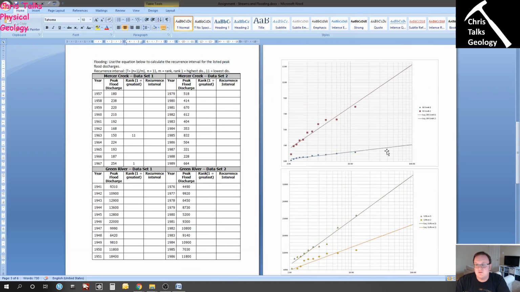So for Green River 1 to Green River 2, remember this is the earlier data set, this is the later data set. Did the discharge go up or did the discharge go down? And your answer has to be that simple, i.e. it went up or it went down. That's it.